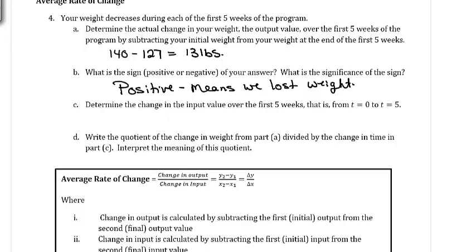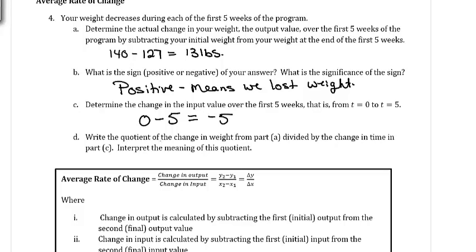Now we want to determine the change in the input value over the first 5 weeks, that is from t equals 0 to t equals 5. And just be careful on this. We did our initial weight minus our final weight at the end of week 5, and so you just want to make sure that you subtract the t's in the same order. So the initial t value is 0, and the final was 5. So that would be 0 minus 5, or negative 5.